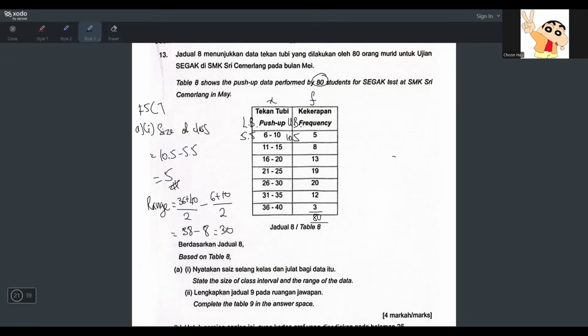Okay, what's next? Question 2: complete table 9 in the answer space. All right, let's go to the answer space.